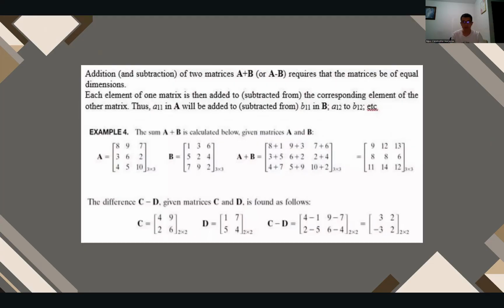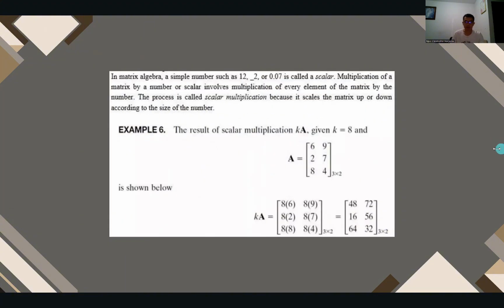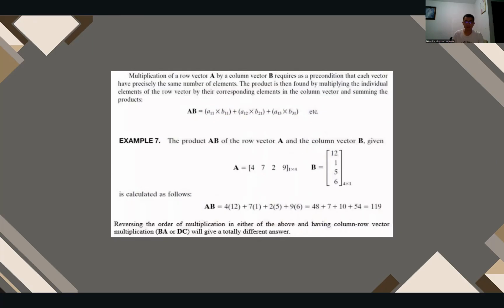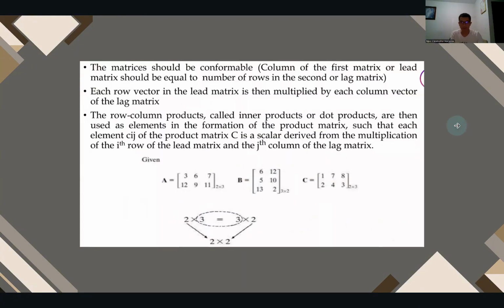Same as we already learned from addition and subtraction, so I'm going to skip this one. And so that's the scalar multiplication. The formula for A and B follows exactly the order of row and column. But if it's reversed, it will be a totally different answer. I will skip this one.